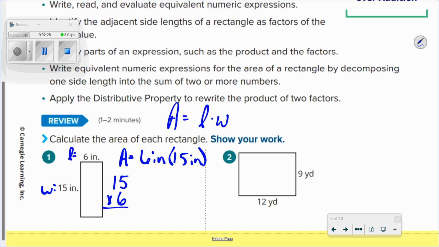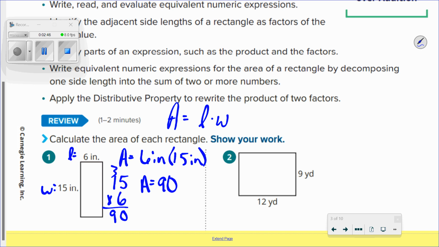I do 6 times 5 is 30. 6 times 1 is 6 plus 3 is 9. So I know that my area equals 90, but units are really critical in mathematics. So you have to have your units correct. What units do I have for this?